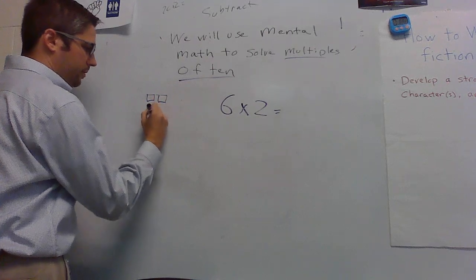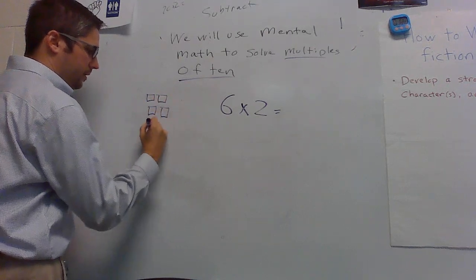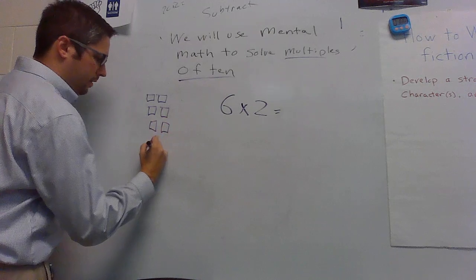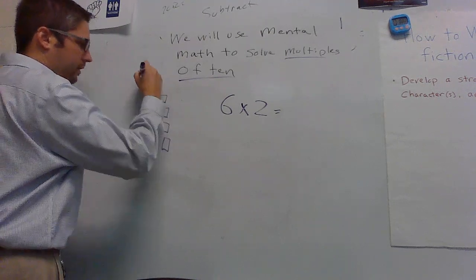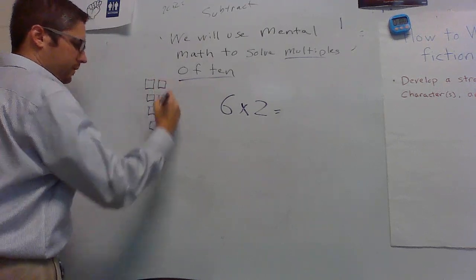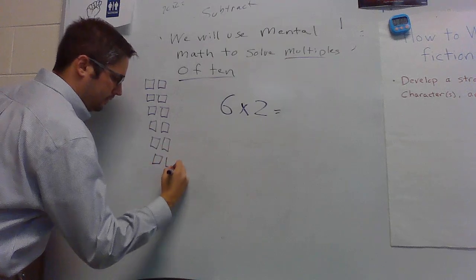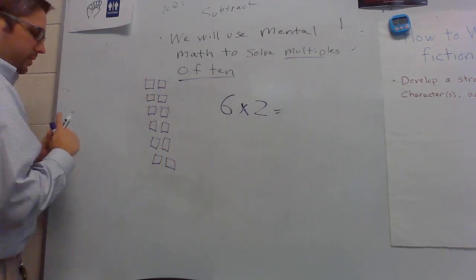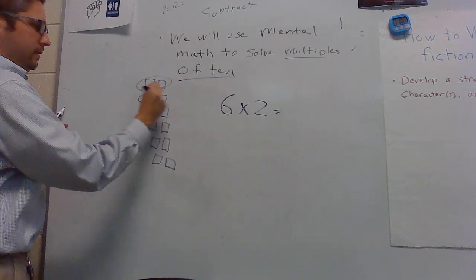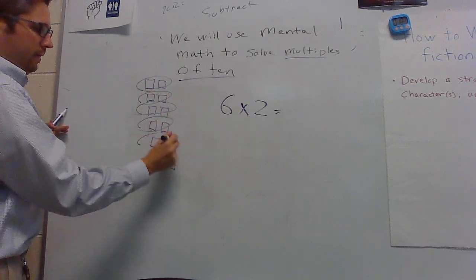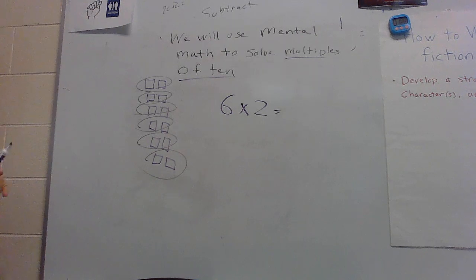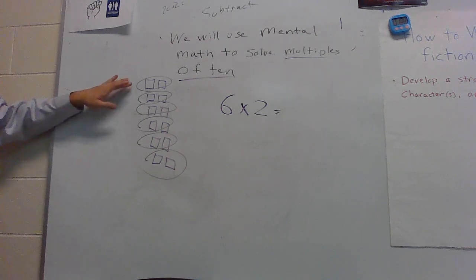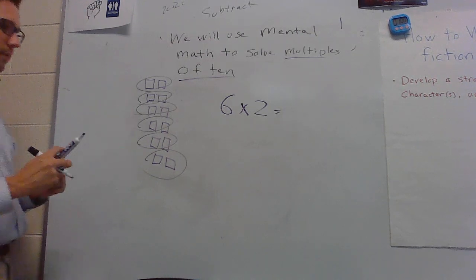So that's 1 group, 2 groups, 3, 4, 5, 6. 6 groups, right? You can count them. I'm going to circle them in black. 1, 2, 3, 4, 5, 6. We know that 6 times 2 is 2, 4, 6, 8, 10, 12.